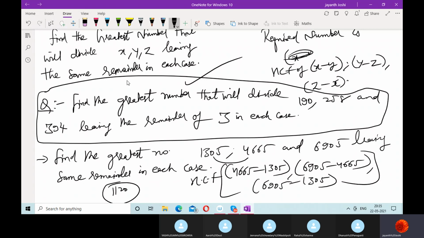So how to do this question, find the greatest number that will divide this, and this, leaving remainder 3 in each case. What will you do? You should do the HCF of 190 minus 3, 258 minus 3, 394 minus 3. Now after subtracting 3 from all of them, find out the HCF, you'll get the answer. Do this fast.